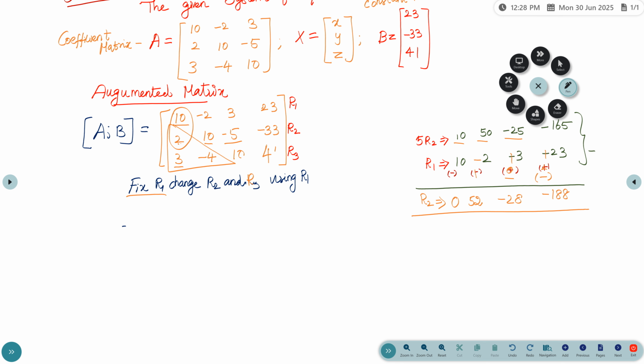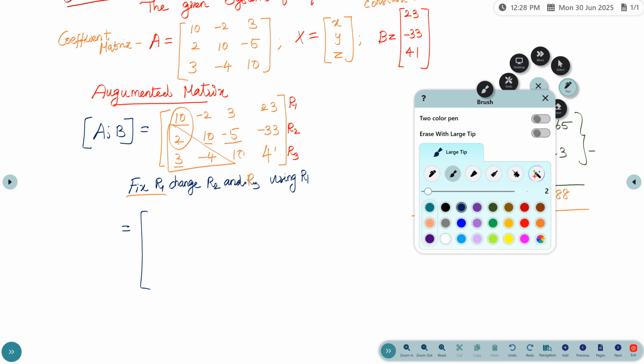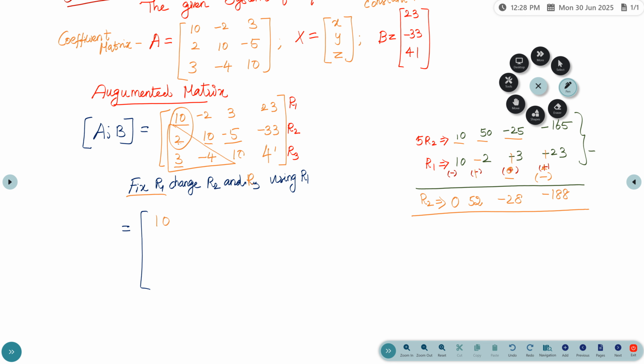So first, taking the matrix. What is your matrix answer? So we first fix the first row. Taking that row, the elements are as they are: 10, minus 2, 3 and 23.